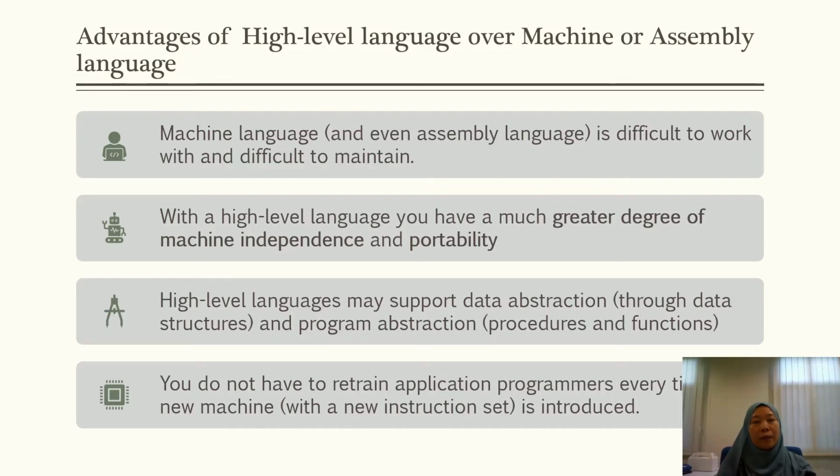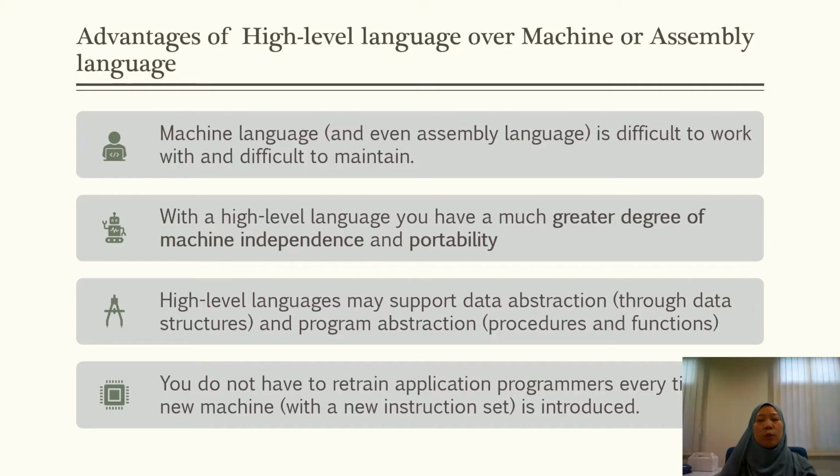Second, with a high-level language, you have a much greater degree of machine independence and portability. What does it mean here? Using a high-level language like Java or Python, you can use the same syntax of Java code, the same syntax of C++ code, in any machine. It is portable. It is machine independent. Even if you are using your language on a Mac, an Apple machine, it is the same syntax you use on another machine. The syntax will not be changed. So it is machine independent.